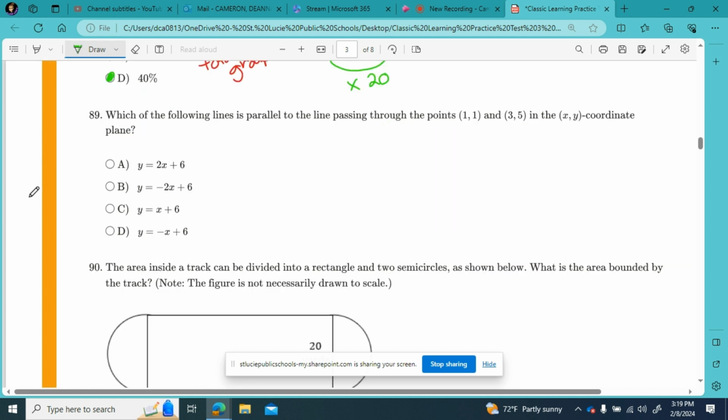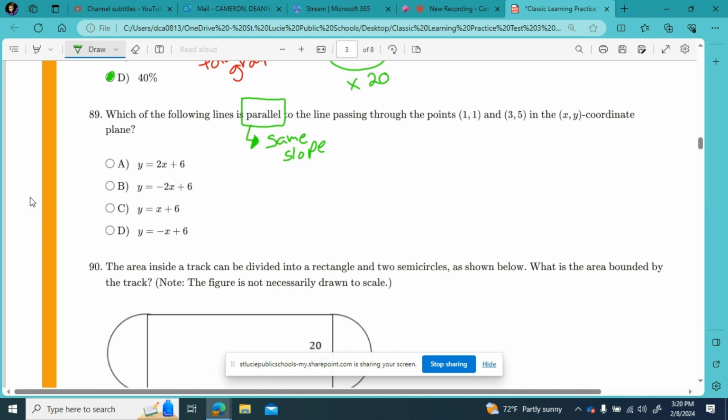We can keep moving on to number 89. Which of the following lines is parallel to the line passing through the points (1, 1) and (3, 5) in the XY coordinate plane? So we are looking for a parallel line. And what do we know about parallel lines on a coordinate plane? The most important thing from algebra or geometry class is that they have the same slopes.